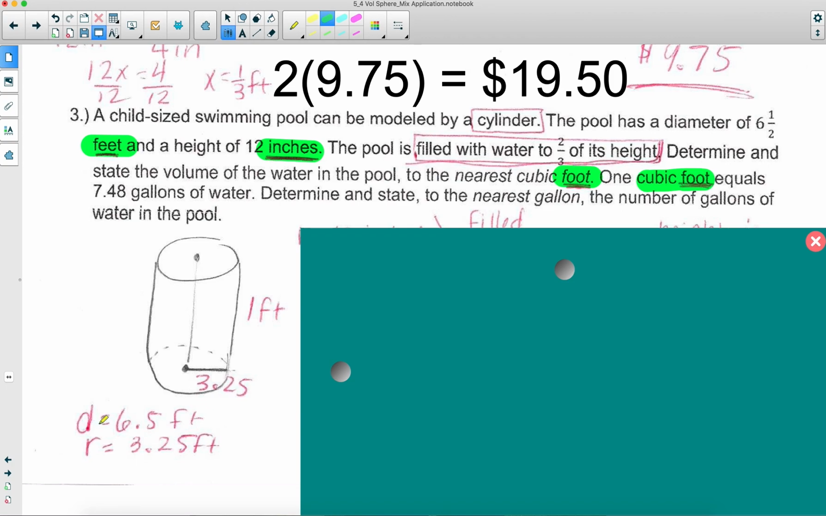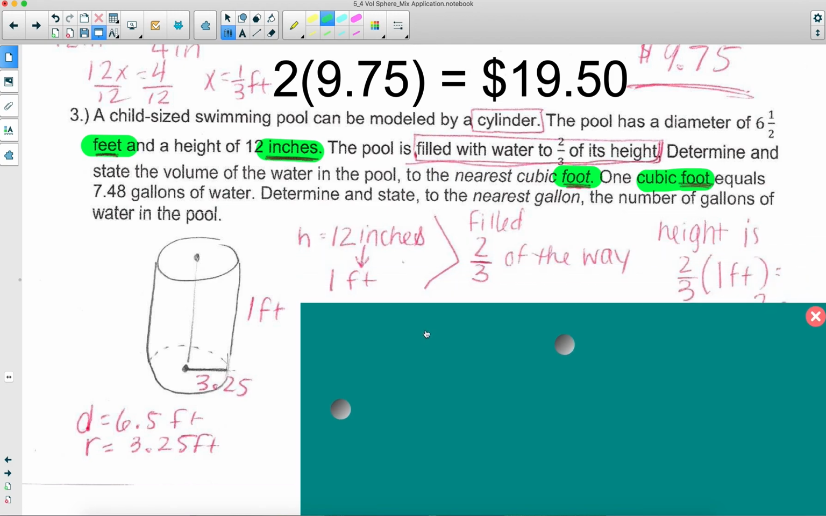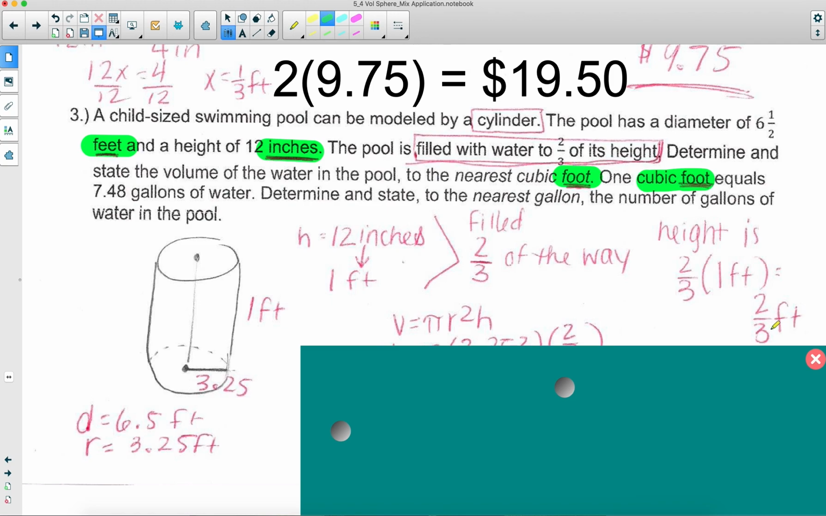I knew that the diameter was 6.5 feet. 6.5 feet is 6.5 feet. So I found the radius, because I'm dealing with volume of a cylinder, and the radius is then half of 6.5, which is 3.2. So I filled in 3.2. And then in my head, I know that 12 inches is in fact 1 foot. So I put 1 foot here. Okay, so I fill that in. But it's only filled 2/3 of the way. So it's only 2/3 of the 1 foot. So the height is really 2/3 of a foot.